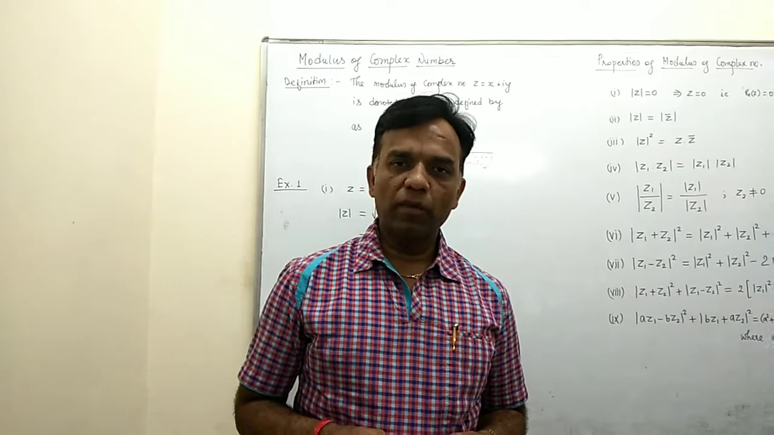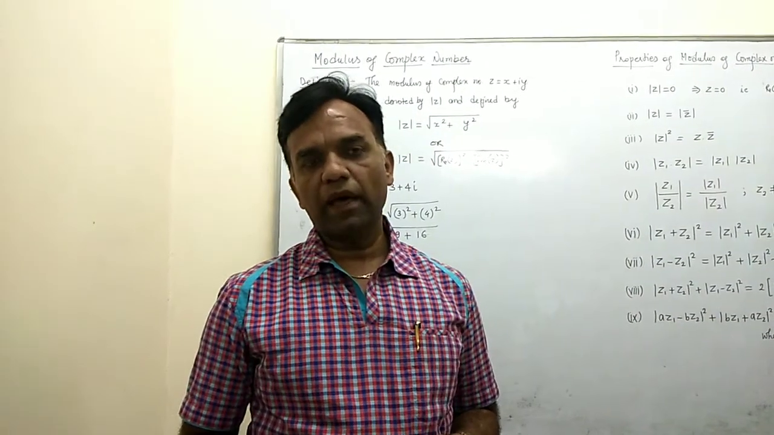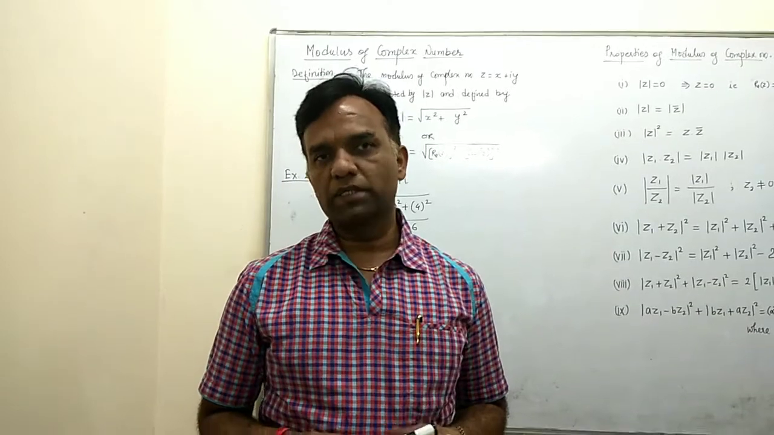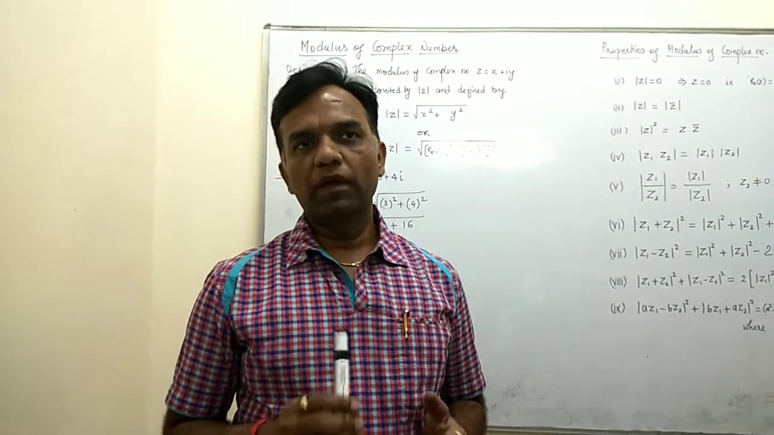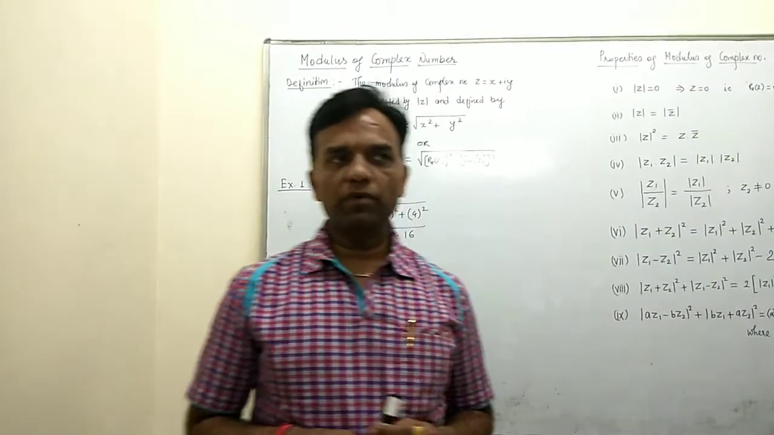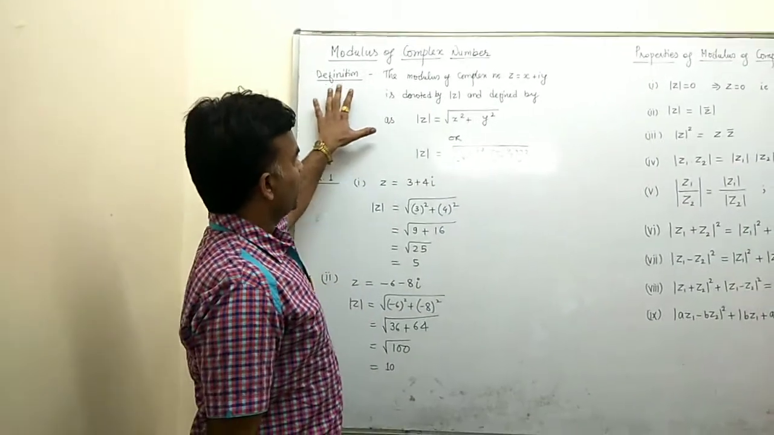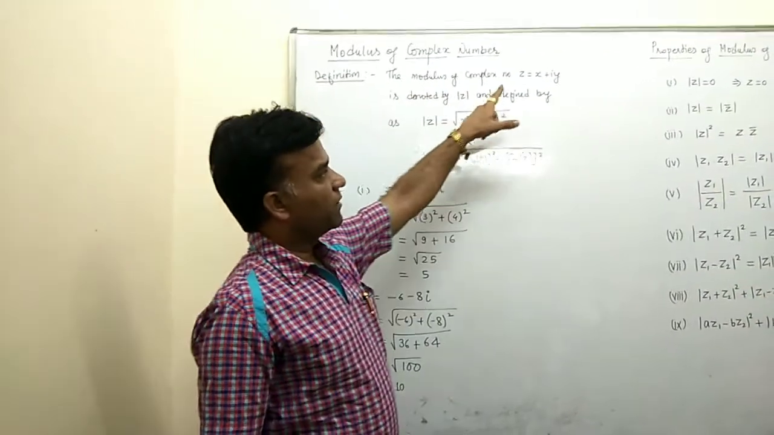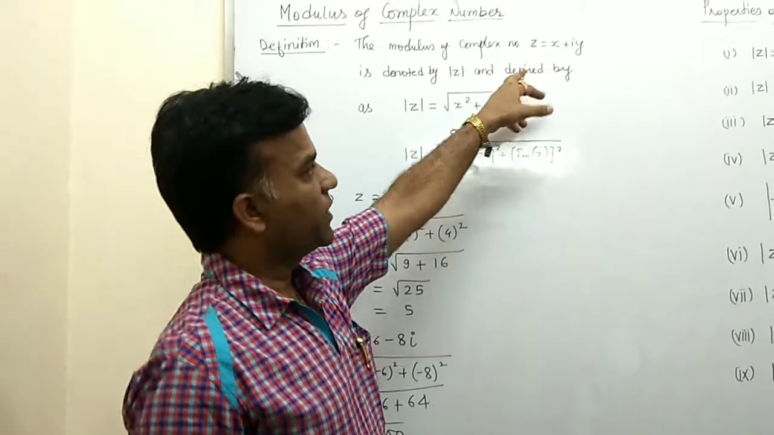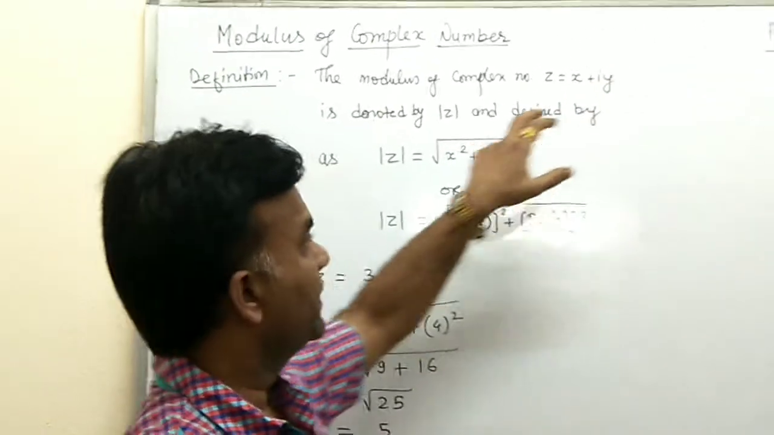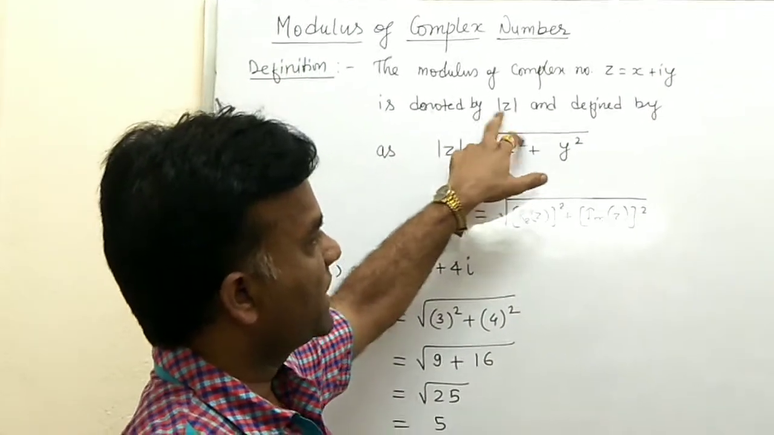Today our topic is complex numbers from class 11, and here we discuss modulus. Modulus of a complex number. First, we define the modulus of a complex number. Here we consider a general expression like z equal to x plus iy, and it is denoted by mod z, two vertical lines around it.